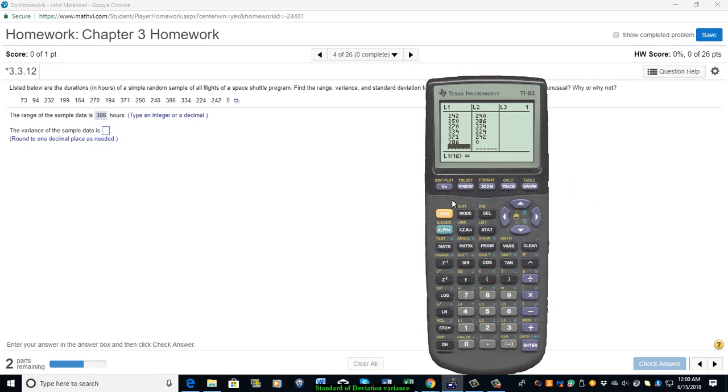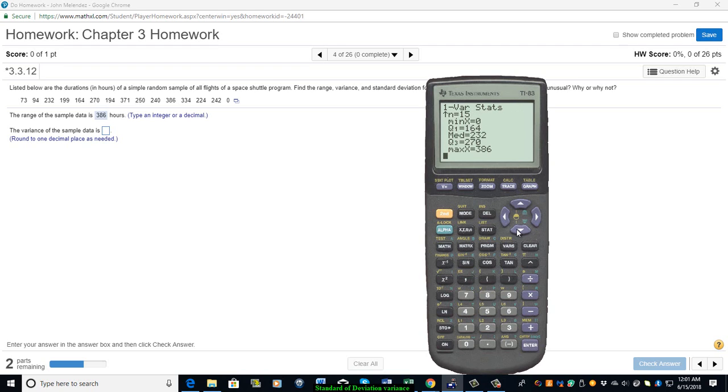Now the next thing we want is the variance. So what we're going to do is go to Stat and Calc and one variable stats, and second one for L1. We're going to press enter and we have our information here.